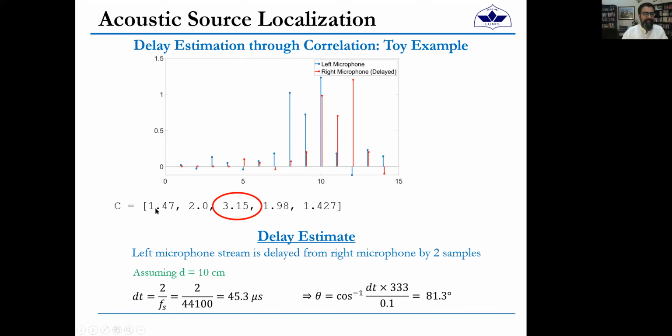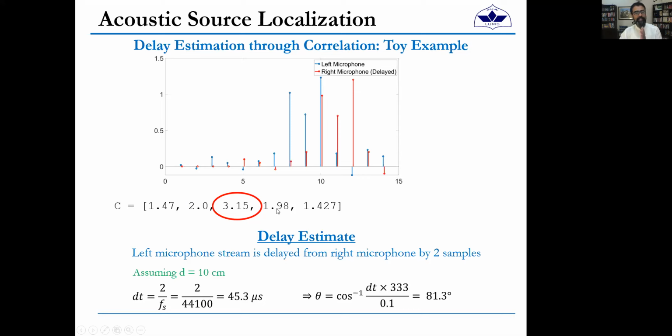Yeah, you see, this corresponds to the correlation that I computed when I did not delay the left signal and the right signal. They were exactly in line. Then I delayed the right signal by one sample and computed the correlation, which turned out to be 2.0. Then I delayed it yet again, by 2 samples, and the correlation I got was 3.15.